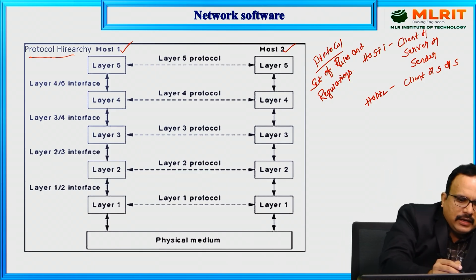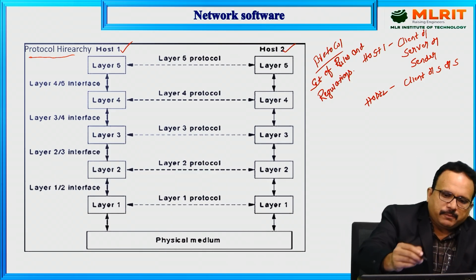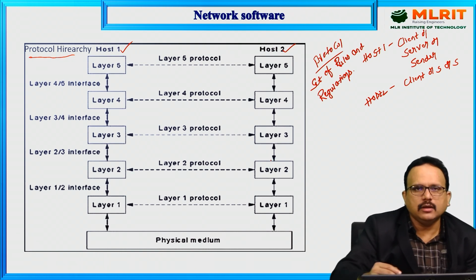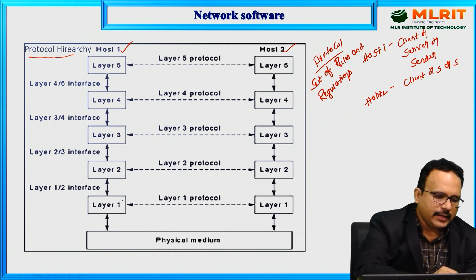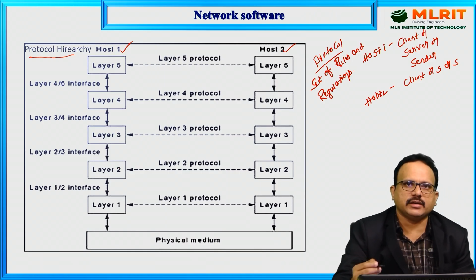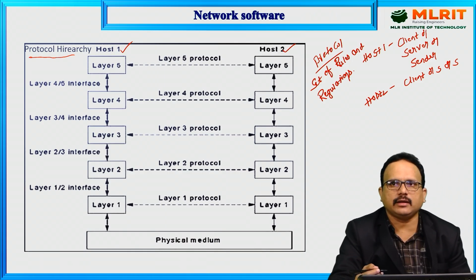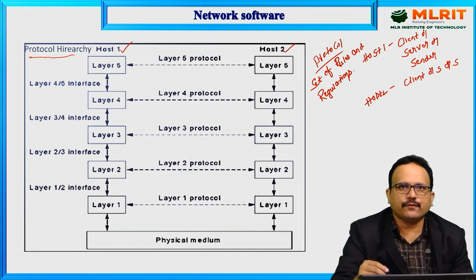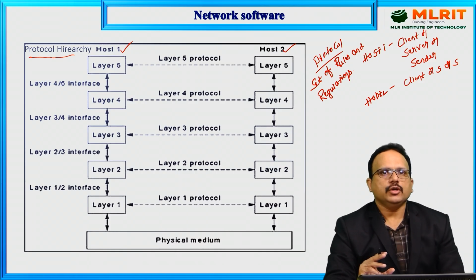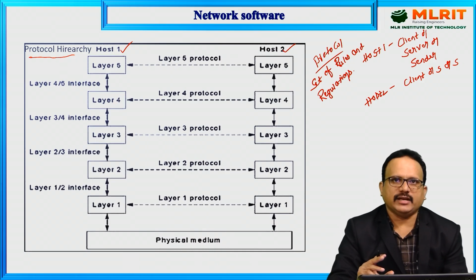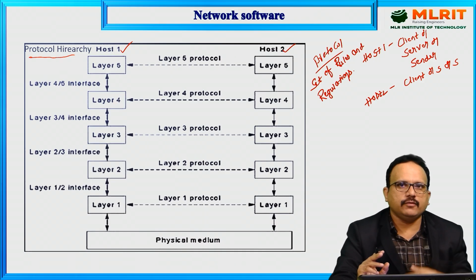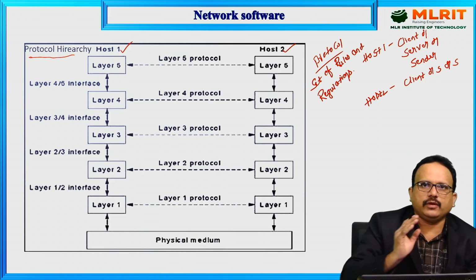So here this protocol hierarchy is employed in 5 layers. It works in 5 layers: layer 1, layer 2, layer 3, layer 4, layer 5, like application layer, presentation layer, network layer, data link layer, physical layer. Right? We have different layers. So leave the names of those layers; as of now, you just focus on that. Here we have 5 layers, and in host 1 we have 5 layers, and in host 2 we have 5 layers.